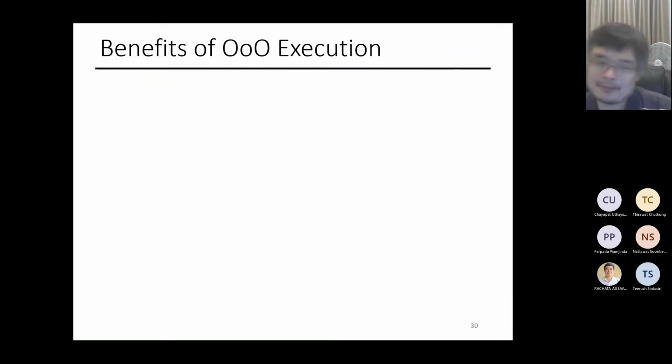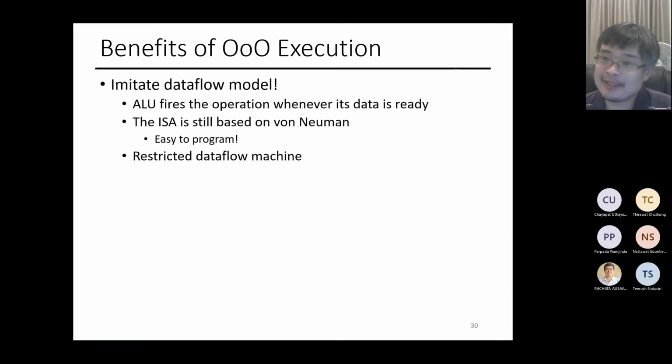So the benefit of out-of-order execution is that it imitates the data flow model. Basically, it gives you the illusion that you're running things in a data flow model. The ALU would fire off the operation whenever the data is ready. And the ISA is still based on von Neumann, so you can program in the typical fashion, line by line by line by line.